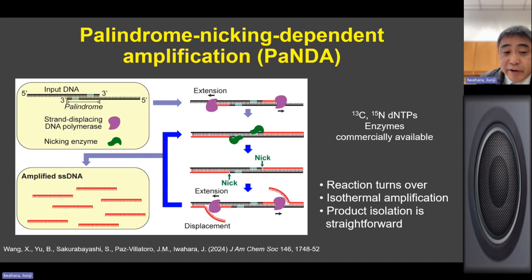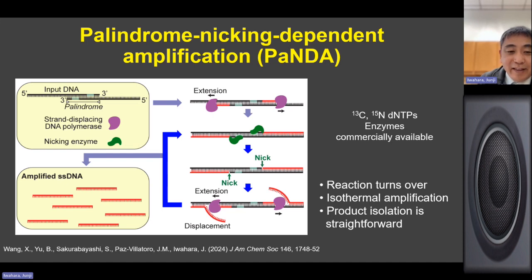The other macromolecular component of this reaction is the nicking enzyme. This enzyme recognizes a particular sequence and introduces a nick. In this design, the recognition site of the nicking enzyme is present in the palindromic region, and the nicking enzyme introduces a nick at the junction between the original DNA and the product. Okay, once the nick is introduced, this strand-displacing DNA polymerase can extend the DNA, displacing the prior product.